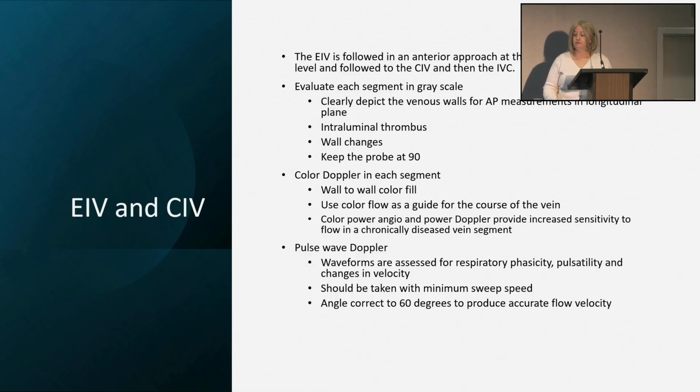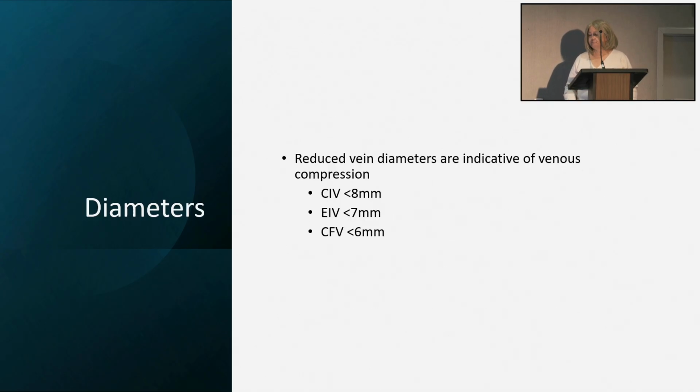And of course, you're going to evaluate each segment of the external iliac and the common iliac vein with grayscale, color, and pulse wave. Because we use velocity waveforms, velocities, in our criteria, typically you don't need to use an angle correction when you're imaging veins, but because we are using the velocities as part of our interpretation criteria, you will need to make sure you angle correct imaging these iliac veins.